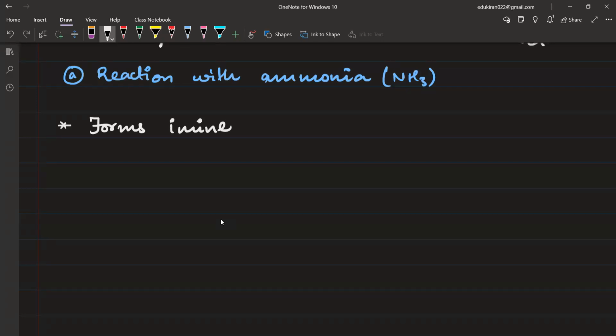इमाइन बोलते हैं. So I am writing a generalized thing here, C double bond O, two groups like this, okay, plus NH3. Now I hope you remember from the last class, C double bond N, and it will be attached with hydrogen. So two hydrogen, you have to remove two hydrogen and attach whatever is remaining.